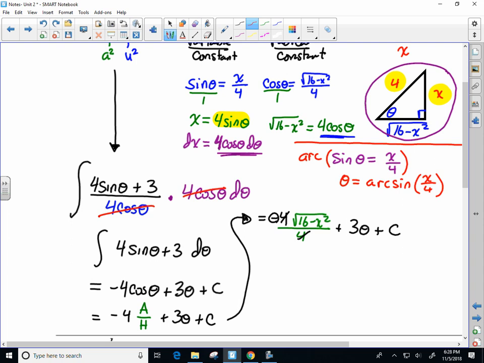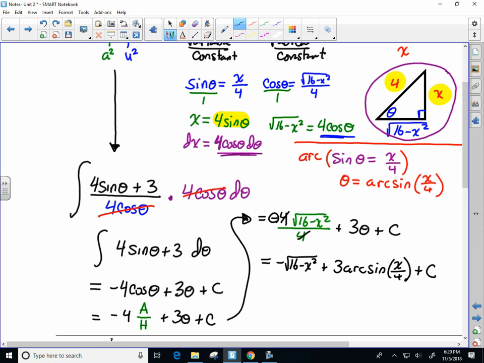But you might have looked at it and said, well, I didn't use sine of theta equals x over 4. I used the cosecant of theta equals 4 over x. Or the tangent of theta equals x over the square root of 16 minus x squared. Or the cotangent is the other way around. Or the cosine. Or the secant. Any one of those ratios is fine, and they'll give you something that relates theta and x. So that's all we need. So one possible final answer would be negative the square root of 16 minus x squared plus 3 times the arc sine of x over 4 plus c.